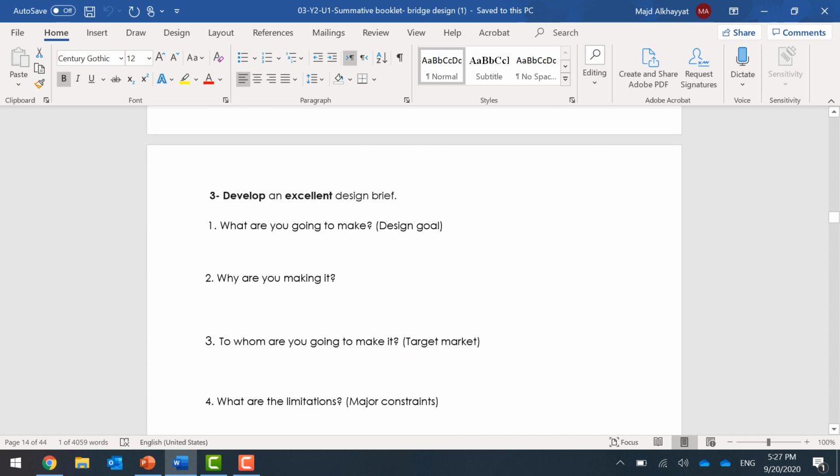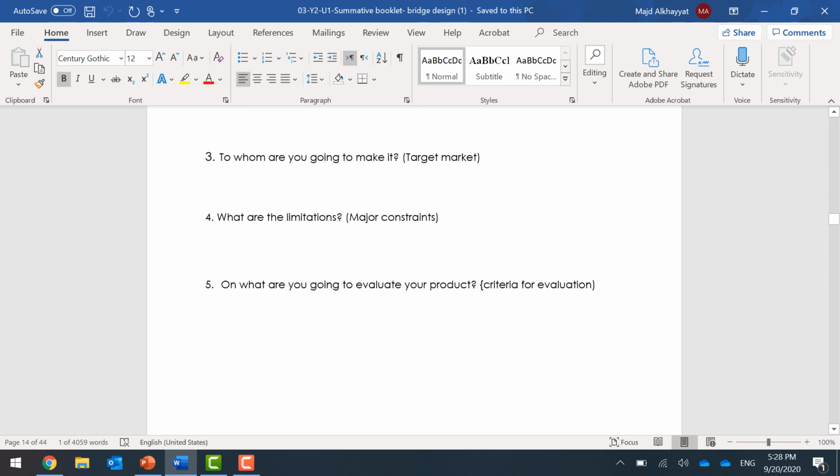The last part of the assigned homework is to develop an excellent design brief. What are you going to make? Please state it. Do not just write 1 or 2 words, please. Why are you going to make it? To whom are we going to make it? What are the limitations and on what are you going to evaluate your product?